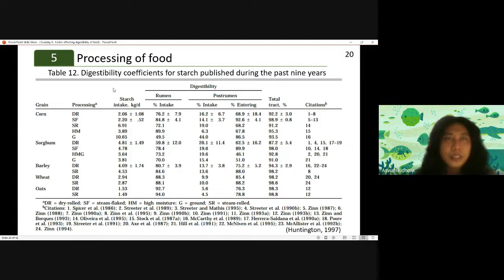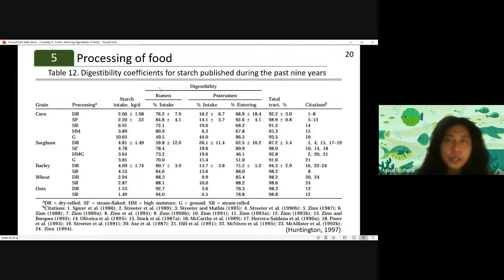Number 5 is talking about food processing. In this case, this is a review from Huntington, who reviewed several researchers, and we can notice that there are different types of grain processing, like dry roll, steam flake, high moisture, ground, and steam roll. Those kinds of grain processing will affect the digestibility in the rumen and the post-rumen.